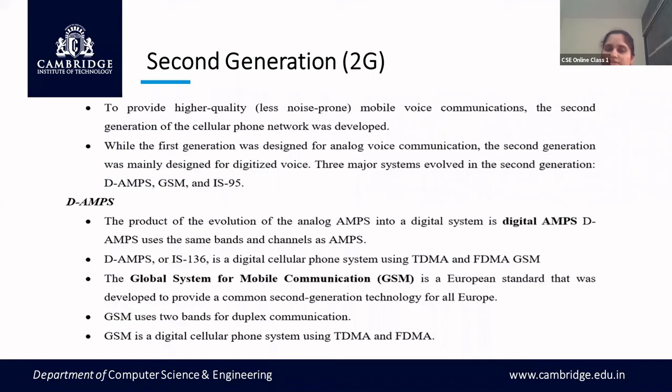Based upon these technologies, they were using time division multiple access as well as frequency division multiple access for your GSM, that is Global System for Mobile Communications. It was done in Europe, so it was following a European standard in order to communicate all over Europe. But here it was using duplex communication. Previously it was simplex communication, right? So in your second generation, they shifted from simplex communication to duplex communication, and they were using time division and frequency division multiple access in order to communicate.